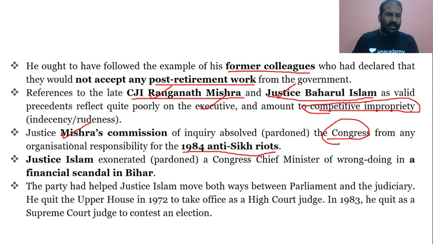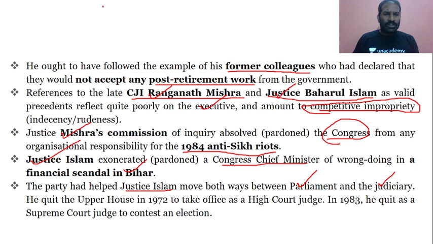This is one. The second one is in regards to Justice Islam. Justice Islam also pardoned a Congress chief minister of wrongdoing in a financial scandal in Bihar. So if you look at the previous two incidents, both the Congress member and the Congress chief minister were pardoned in two different cases. Later on, Justice Islam moved between parliament and judiciary. So this is not the first case, with Ranjan Gogoi, the former Chief Justice of India, being nominated as a Rajya Sabha member.